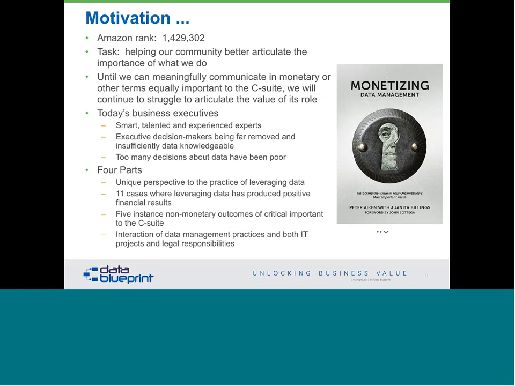Now, the Amazon rank is 1.5 million from the top, but the real key is we're trying to help our community articulate the importance of what it is that we do, because if we can't communicate in monetary or other terms that are equally important to those managing the organizations, then it will continue to be a struggle for the role. They're smart business executives, but they don't know much about data, and they don't know that IT doesn't know as much about data as it could either. And so what we did is we organized the book into four parts.